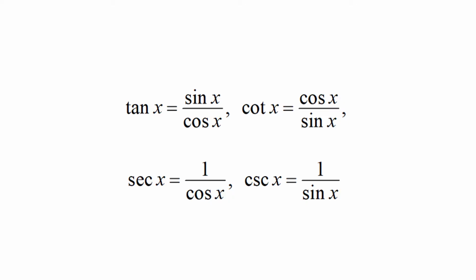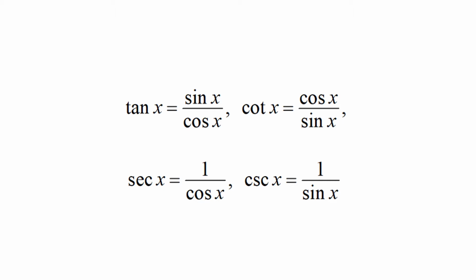In evaluating the derivatives of the remaining 4 basic trigonometric functions, of course, we can use the definition of derivative of a function, but it is easier to use the formula for derivative of sin x and cos x and apply the quotient rule as we explain now. We have the relations tan x equal to sin x by cos x, cot x equal to cos x by sin x, sec x equal to 1 by cos x, cosec x equal to 1 by sin x.